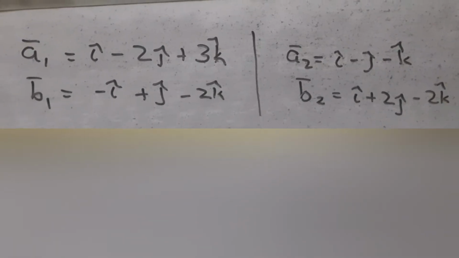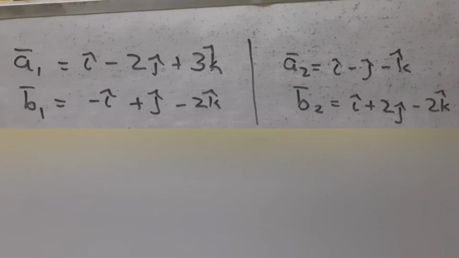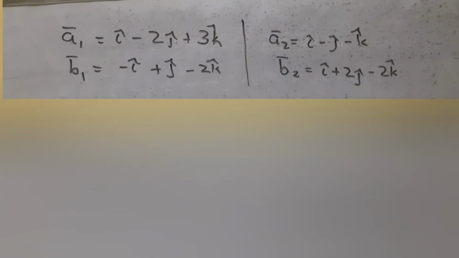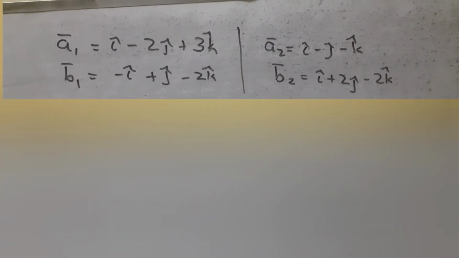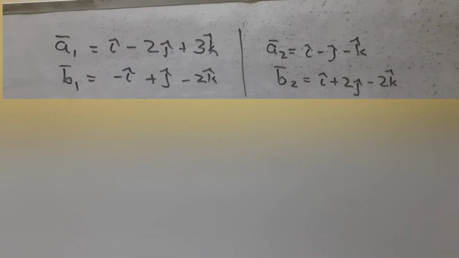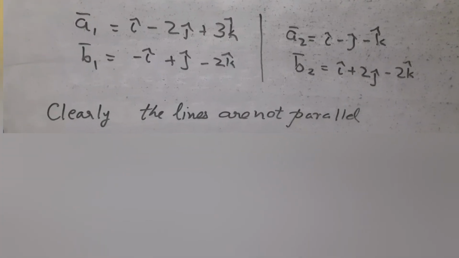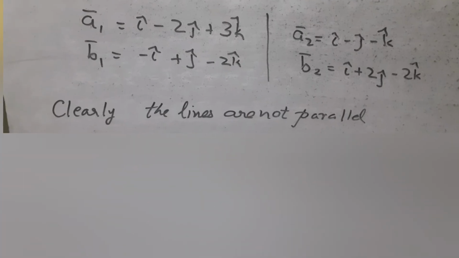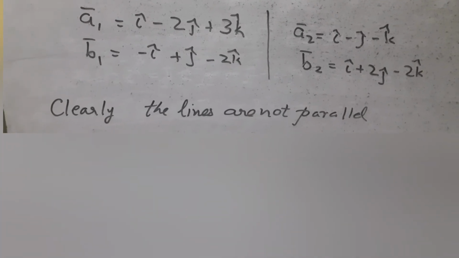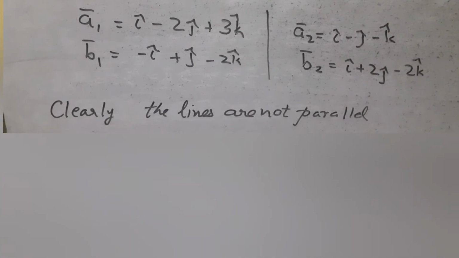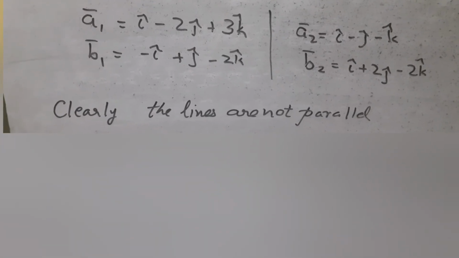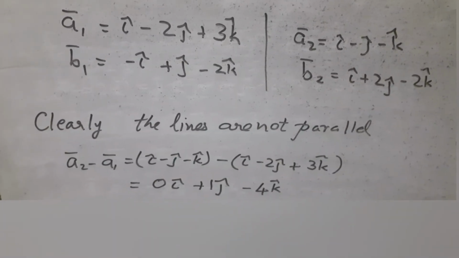Looking at b1 and b2, we see that the direction ratios of the two lines are not proportional and b1 and b2 are not parallel, so the given lines are not parallel. We will check whether the lines intersect or not by finding (a2 minus a1) dot (b1 cross b2).